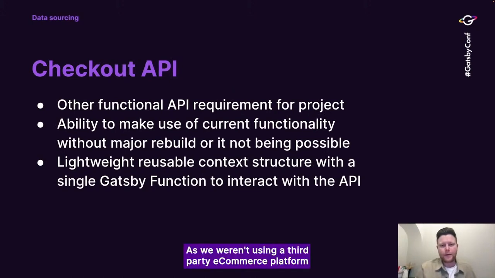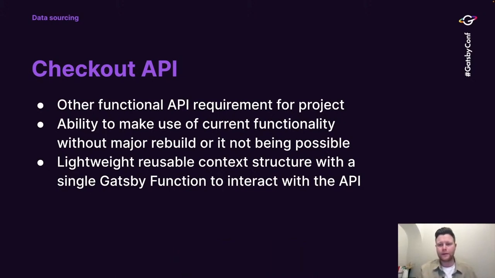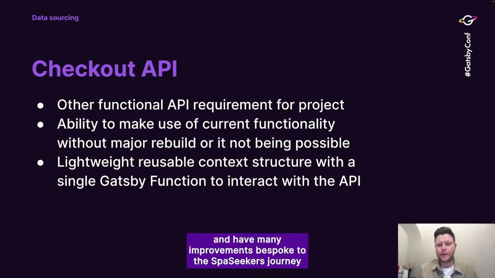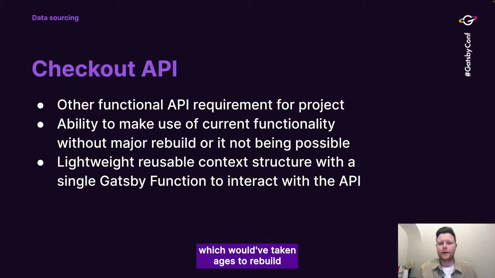As we weren't using a third-party e-commerce platform like Shopify, the backend developers also had to build out a checkout API for us to interact with. This included functionalities such as add to cart, postcode lookup, and booking generation. This legacy functionality has been built up for years and had many improvements bespoke to the SpaSeekers journey, which would have taken ages to rebuild and might not have even been possible with third-party integrations.